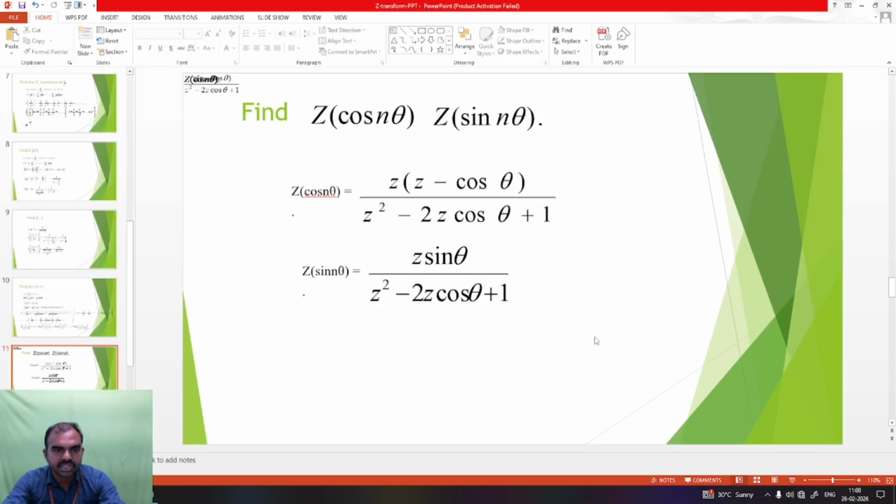Next, this is a direct formula. Instead of cos n theta, z into z minus cos theta by z square minus 2z cos theta plus 1. And instead of sin n theta, z sin theta by z square minus 2z cos theta plus 1. Both of them have the same denominator. Only the numerator changes, right? So this problem is based on that.